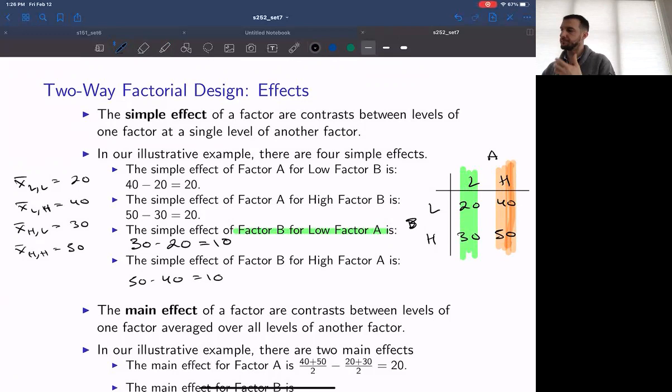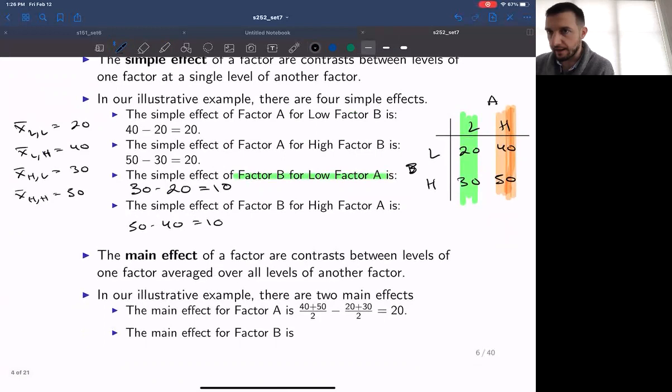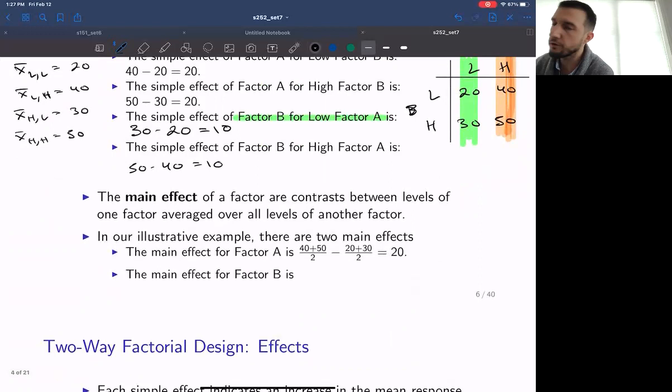Okay. A main effect is a contrast between the overall average of each level. So a main effect basically marginalizes over the levels of the other factor and then takes the difference in those marginalized values. So for example, the main effect for factor A is (40 plus 50) over 2 minus (20 plus 30) over 2. So the 40 plus 50 are the values at high factor A, and the 20 plus 30 are the values at low factor A. So what we're looking at here is a difference in the averages between one level of A and the other level of A. For factor B, for example, we would do the same thing, but we're going to average over the levels of factor A in this case.